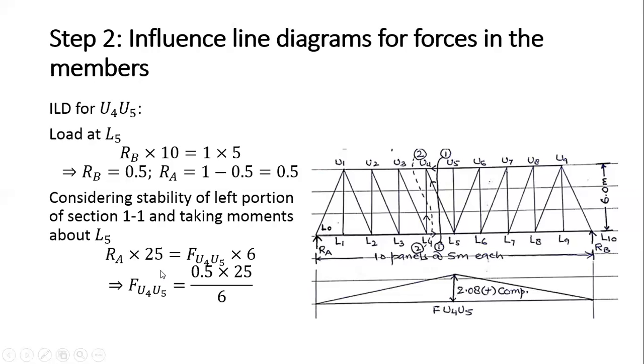So F U4 U5 is equal to RA, which is 0.5, into 25 divided by 6. So this comes out to be 2.08. The sign I assumed was compression, and it comes out positive, 2.08, which means that it is a compressive force. So the force in this member is maximum when the load is acting at this joint, and the value here is 2.08, plus sign, that is compression. I have to join it with a straight line here and here. So this is my IL diagram for F U4 U5.